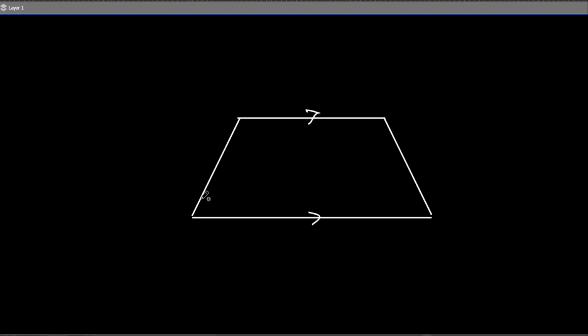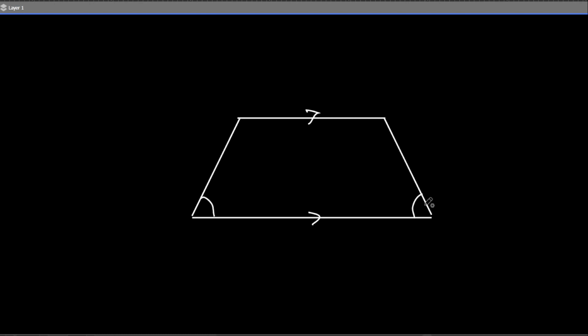But what if I told you that this angle and this angle were equal to each other? Then what could I say about that whole trapezoid? I could say that trapezoid was what kind of trapezoid? An isosceles trapezoid. So given this information, I can now say that this is isosceles.